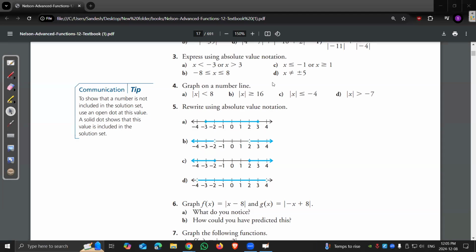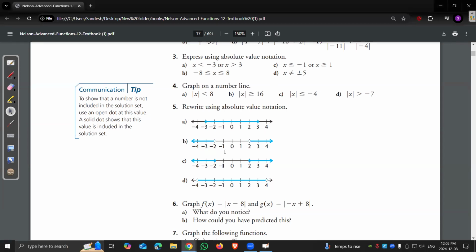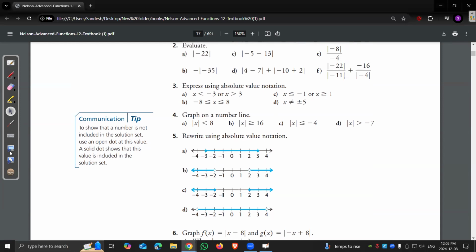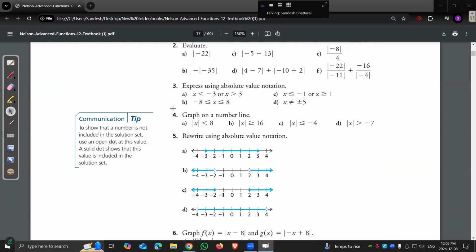So we ended up on some absolute value functions. It is not super difficult. Let's try some more of these.